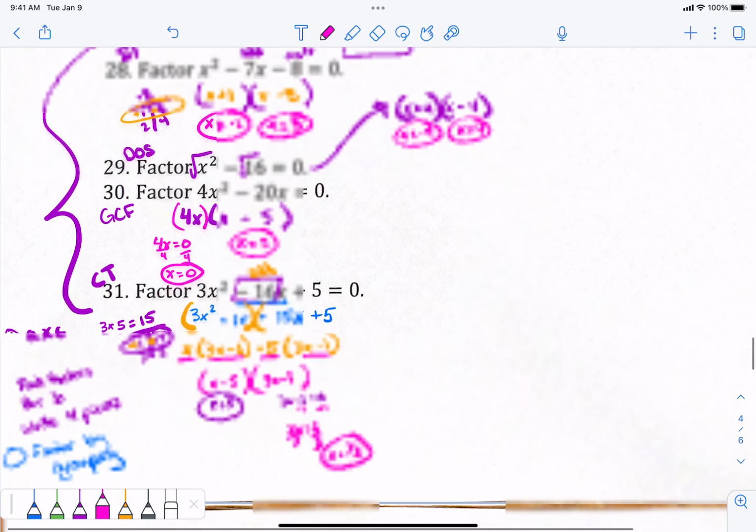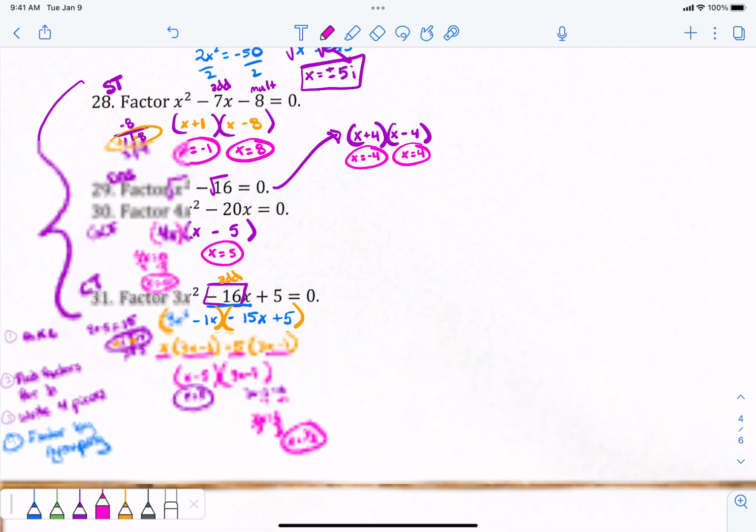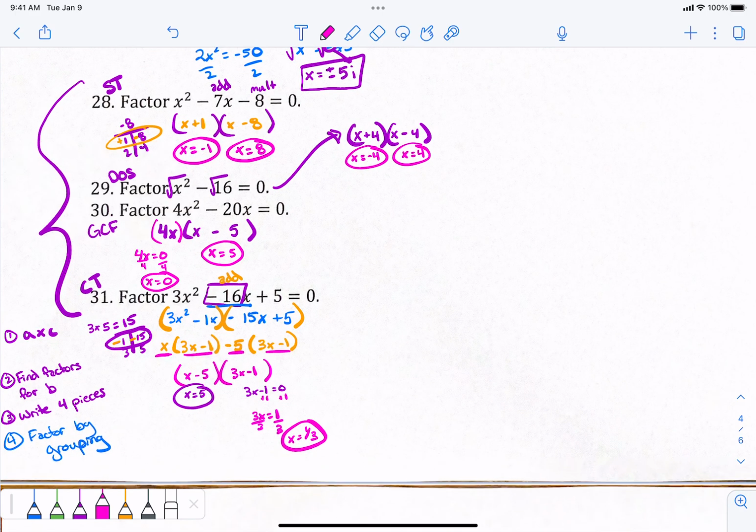Now, these last 4 problems, these are the fabulous 4. What were we even finding when we were doing these? What are the 2 answers on each one? X and X. But what do those find? What does each one of these look like? The x-intercepts. Yeah, those are the zeros, the x-intercepts, right?